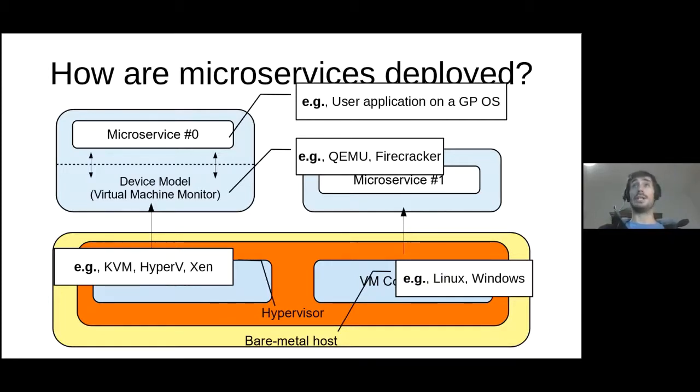I'm going to describe the picture from bottom to top. We have a bare metal host which contains an operating system and the hypervisor. In the context of each virtual machine, we have the device model which is created by the virtual machine monitor, which could be QEMU or Firecracker, and the microservice runs as a user application on top of a general purpose OS.